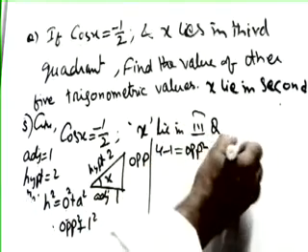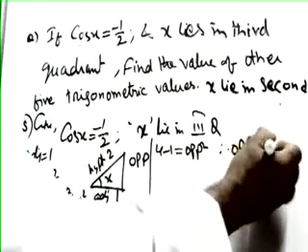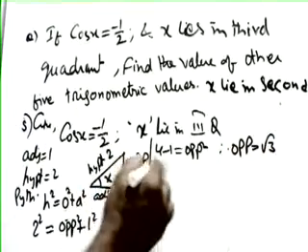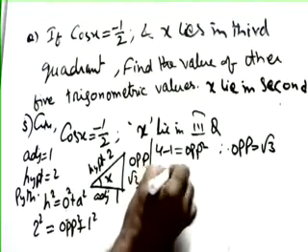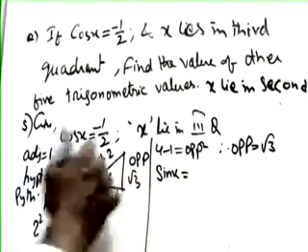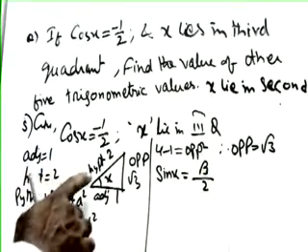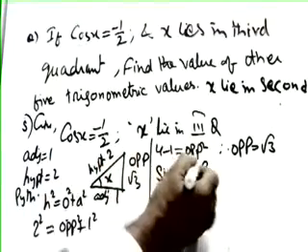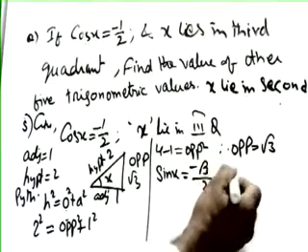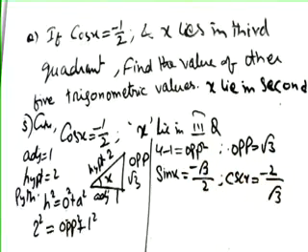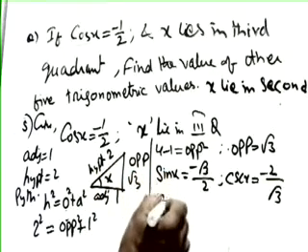Opposite square is 3. Take the square root, so opposite will be root 3. So we got the opposite here. Now let me find them one after another. First one is sin x. We know sin is opposite by hypotenuse, so this will be root 3 by 2. But this is the third quadrant, so sin is minus. The reciprocal of sin is cosec x, so this will be minus 2 by root 3.